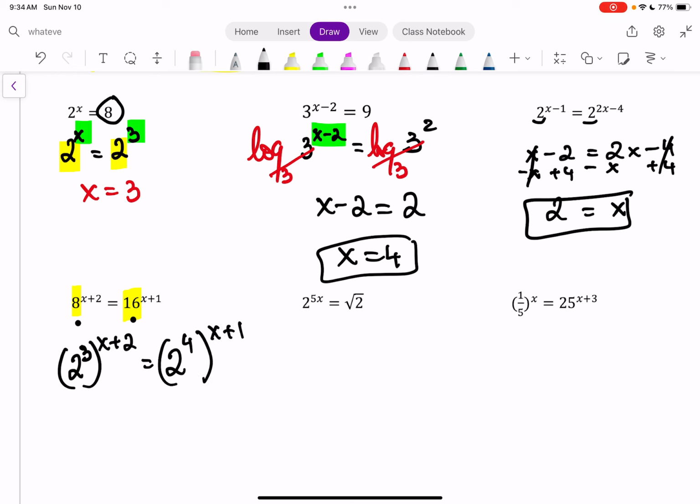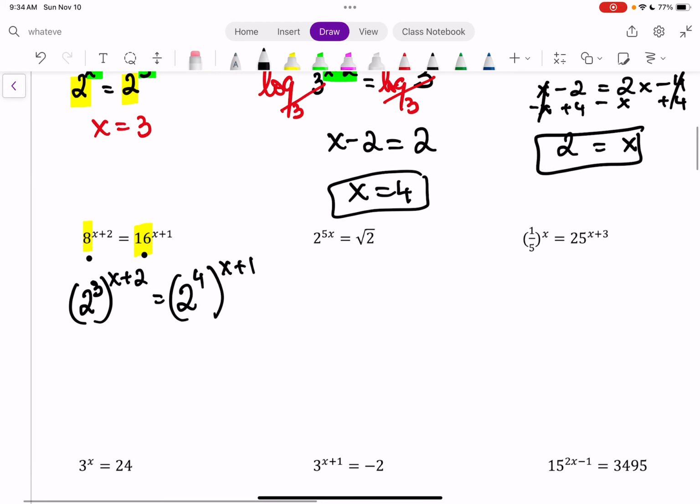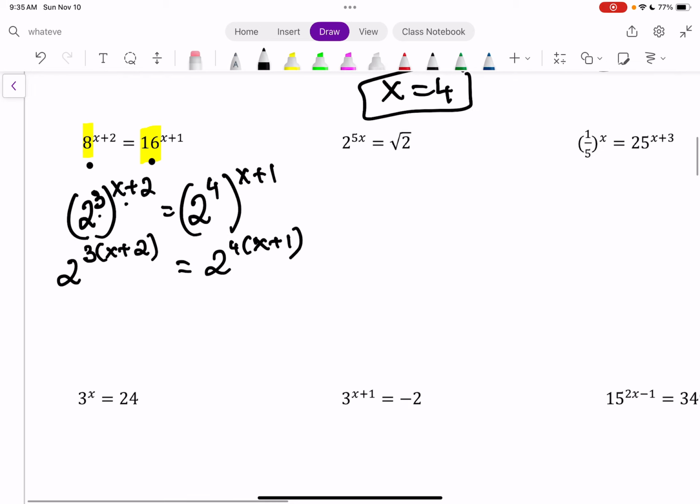And if you have trouble with this, you can simply take your calculator, multiply a bunch of 2's, and see how many 2's it takes to get to 16 and how many 2's it takes to get to 8. Now we're going to use a rule of exponents that says when a number raised to an exponent is raised to another exponent, you multiply the exponents. So the 4 gets multiplied to x plus 1, and the 3 gets multiplied to x plus 2. And now you have it. The bases are matching.